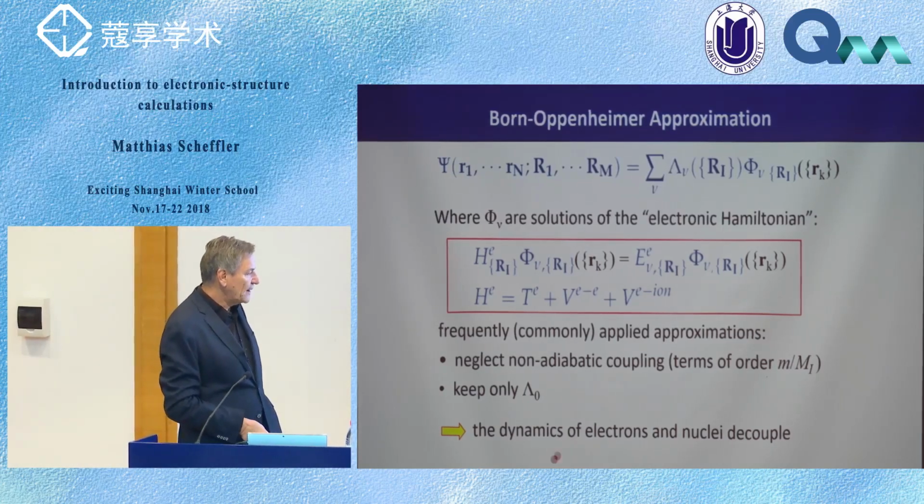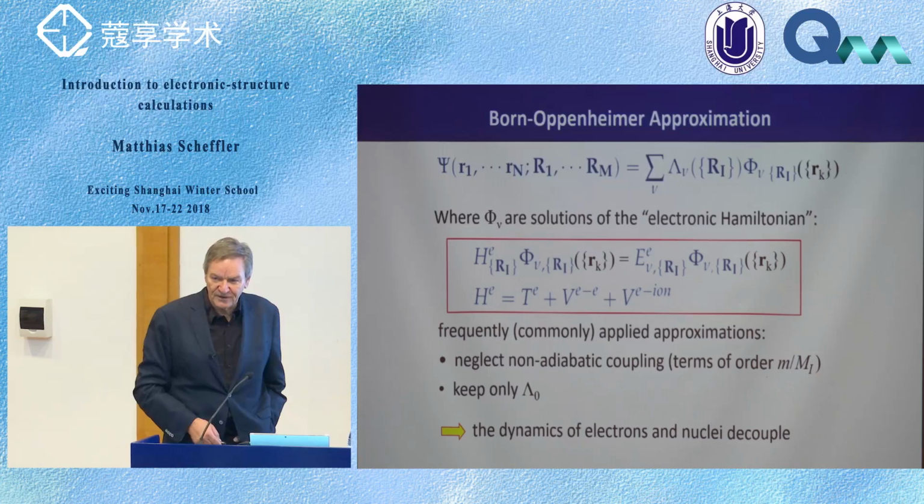It means that the dynamics of the electrons and nuclei decouple. Now, very often, in fact, the word dynamics is missing here. When you see that in books, that is wrong. You don't decouple electrons and nuclei, you decouple the dynamics of the electrons and nuclei.